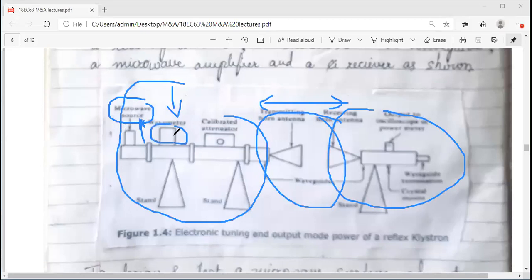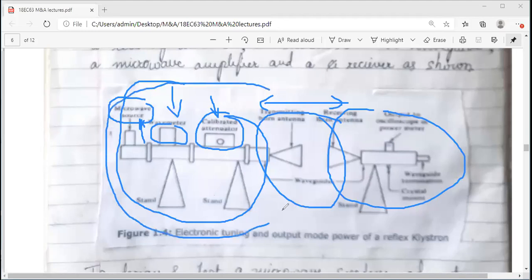Then there is some wave meter and a calibrated attenuator. No need to worry about what each one is doing. Just remember that, just like any general system, even a microwave system has a set of components connected together. At the transmitting side, the important thing is you have to generate the microwaves, so you need a source. Then you have the transmitting antenna. After this, the transmission takes place through waveguides.